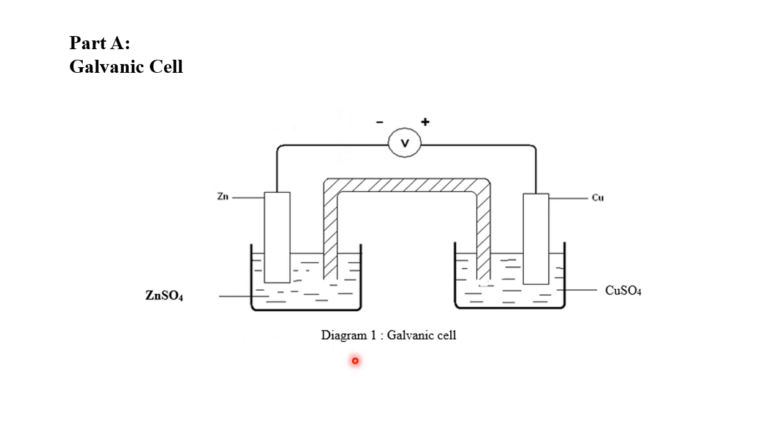Next is about the galvanic cell. If you look at this diagram, one is the anode. Over here, the anode is the zinc electrode with the negative terminal, and then copper is the cathode with the positive terminal, and the electrons flow from anode to cathode.